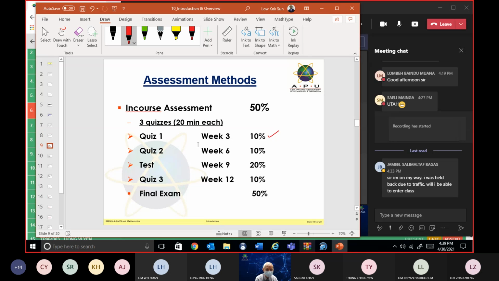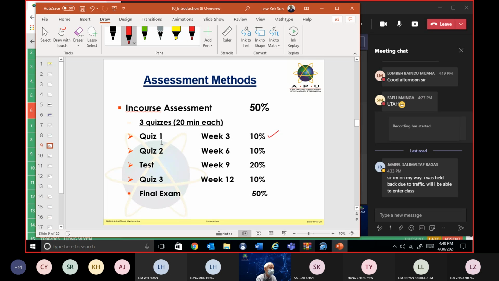But we are a bit flexible, not following strictly. So you may have quiz one about week four. All the lecturers will match, because sometimes on that day we have a holiday. Some lecture groups have class and some don't, so they are not at the same level. So we'll match, understand? We cannot follow this exactly. This is just a rough guide.